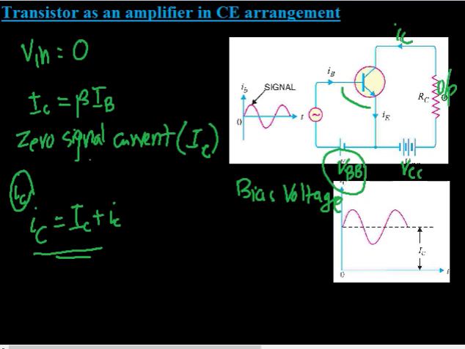So remember this condition that zero signal collector current is essential to ensure that the base emitter junction is forward biased. And from the output diagram you can see that about this zero signal collector current, the variation of the output current, that is the collector current, occurs.